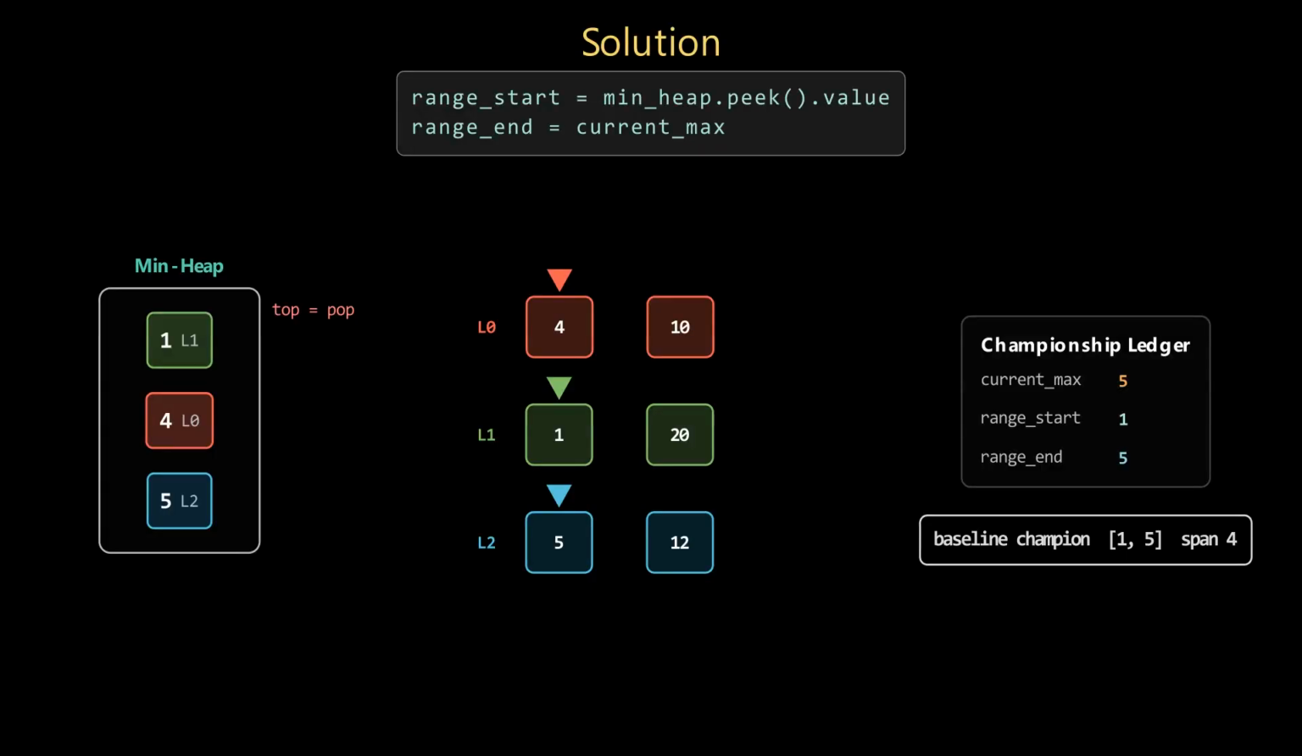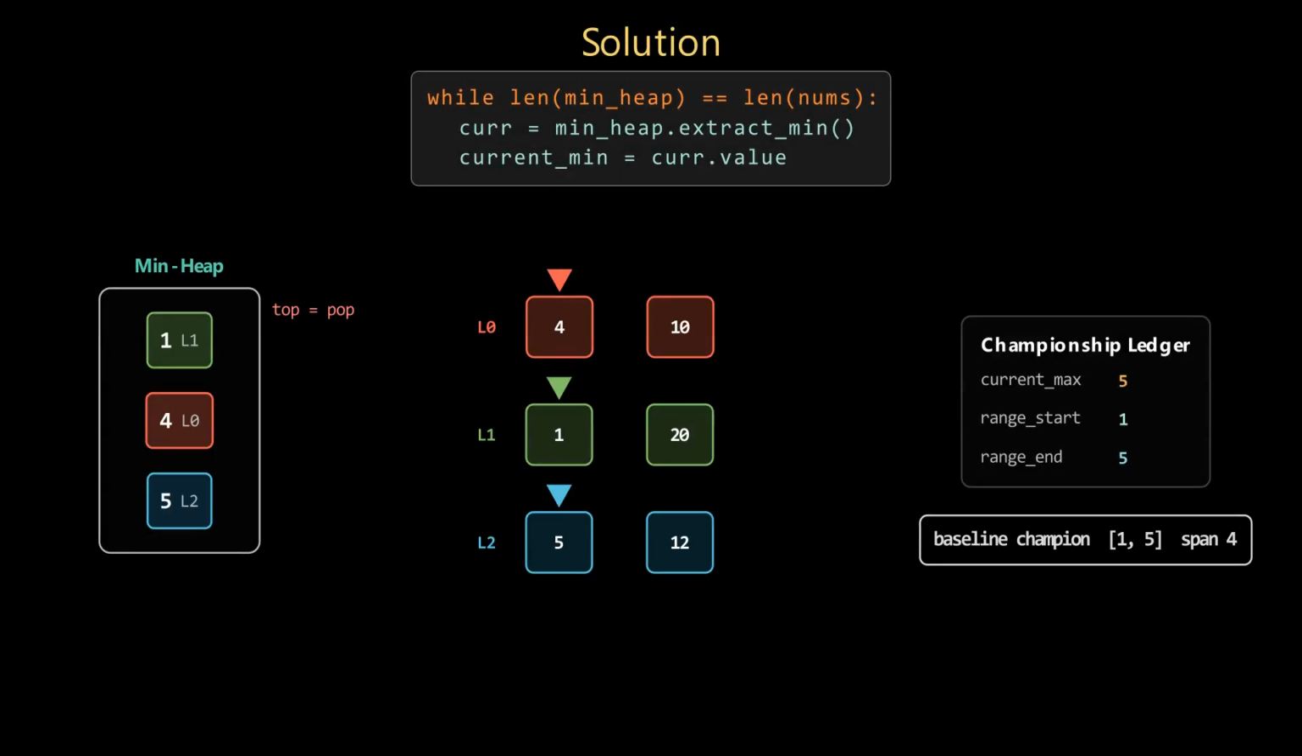We initiate our core contraction loop, which runs continuously as long as every single list is represented on our scale. We pop the absolute bottleneck off the top of our heap. This element, 1, tells us exactly which list is dragging our window backward and must be advanced.